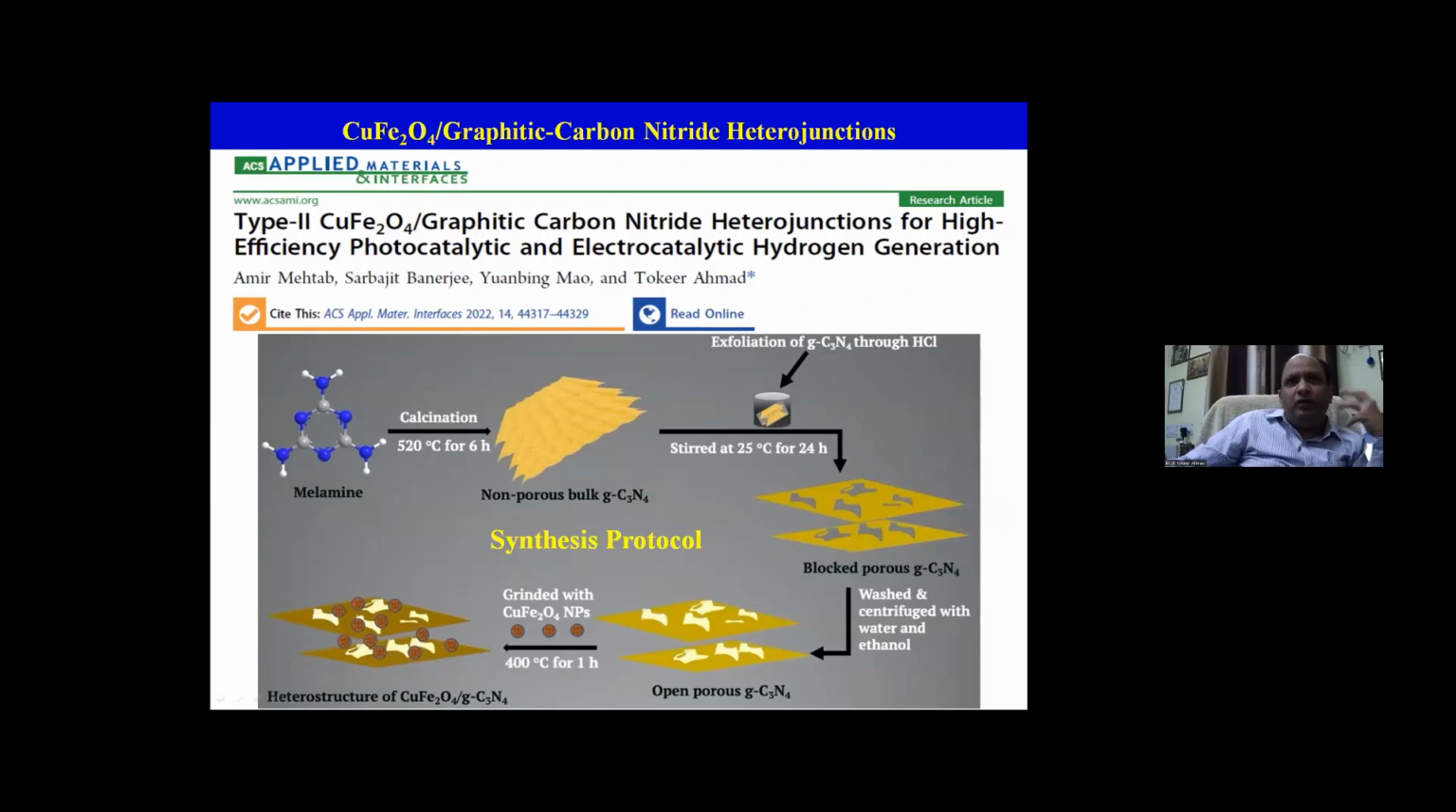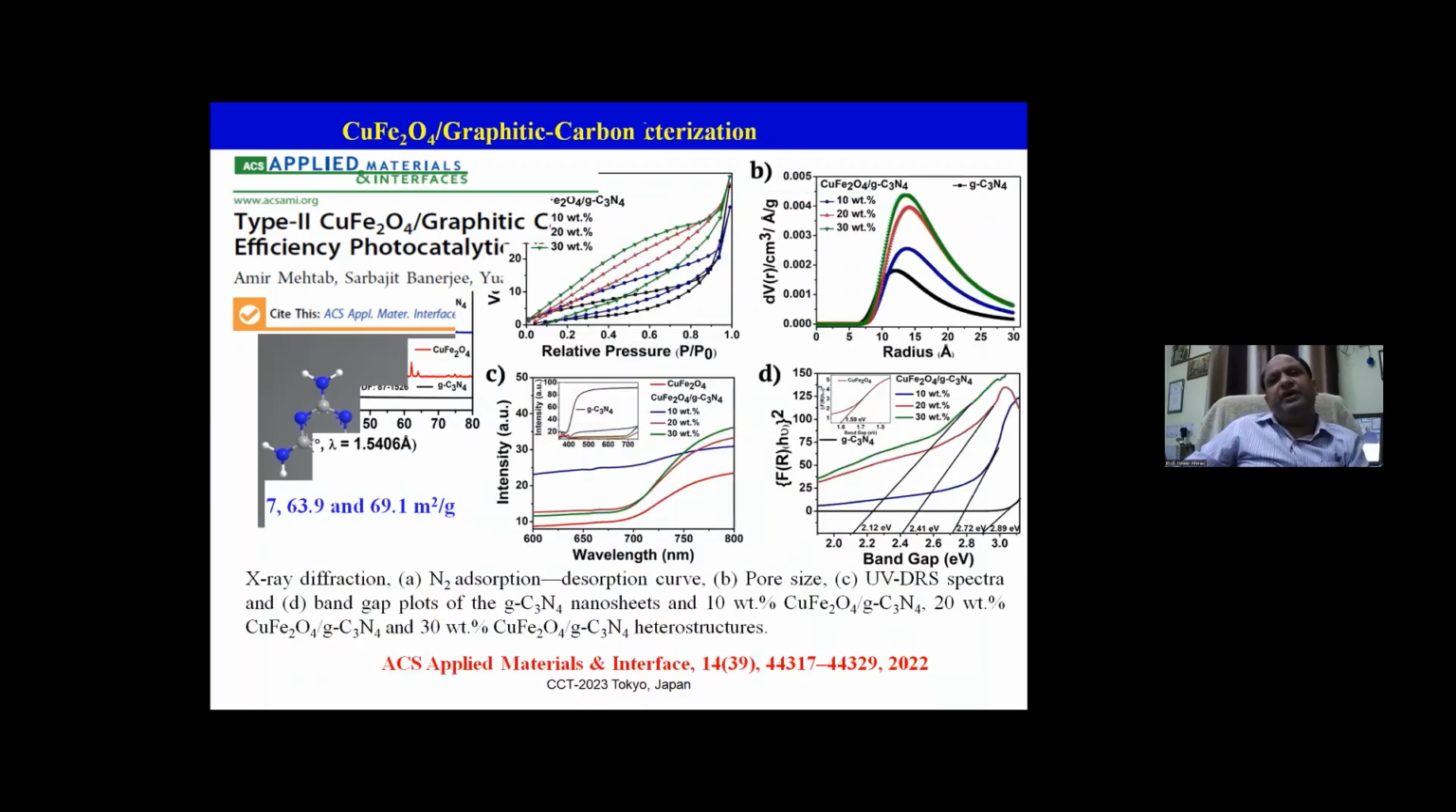Then we use these graphitic carbon nitride nanosheets for fabrication of heterostructures. First we made heterostructures of copper ferrite with graphitic carbon nitride nanosheets, and this paper we have published in ACS Applied Materials & Interfaces. After preparation of the graphitic carbon nitride nanosheets, we mechanically mix them with copper ferrite nanoparticles that we obtain by the hydrothermal method, and at 400 degrees centigrade we obtain type 2 heterostructures of copper ferrite and graphitic carbon nitride nanosheets.